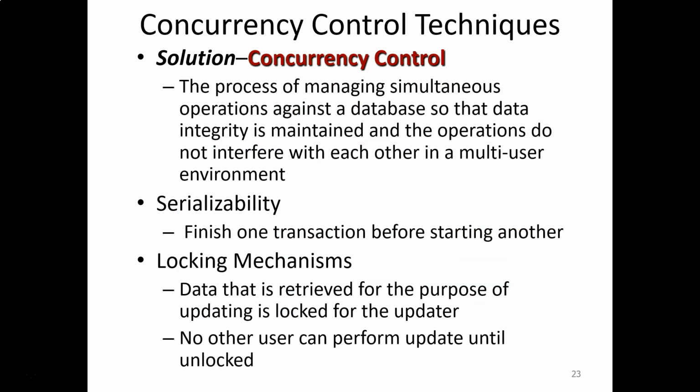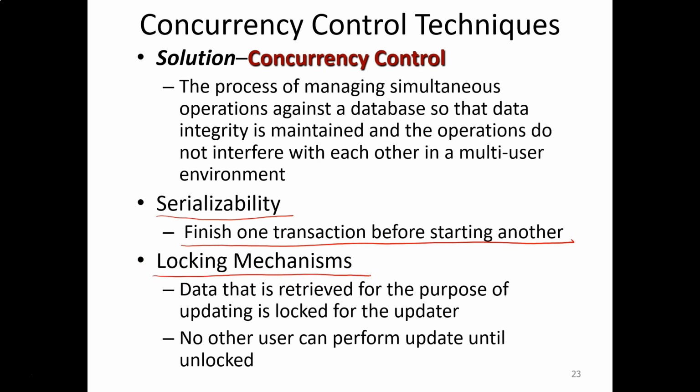How do you control the concurrency? Well, the most important technique is serializability. It basically means we only allow one transaction to be finished at one time, and the other transaction cannot start until the first transaction is finished. So how do we ensure that the second transaction cannot start? Well, we can use what's called the locking mechanism.